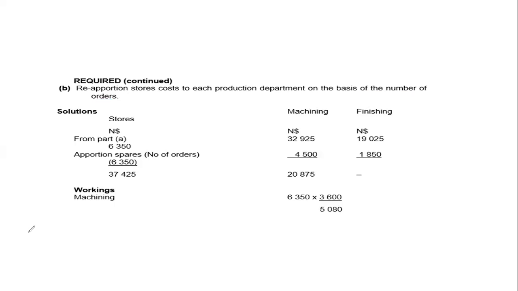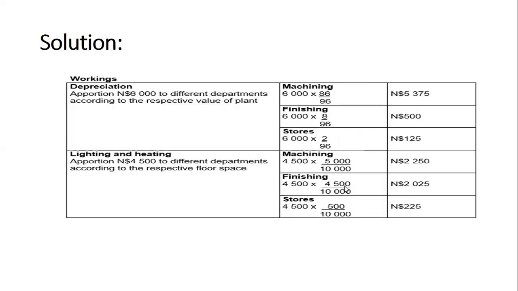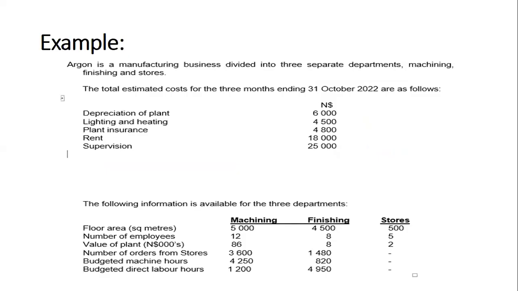Now, the total amount that is apportioned to the stores, which is the service department, is 6,350 Namibian dollars. So what we then have to do is go to the number of orders, which is given in the question. The number of orders from stores for machining is 3,600. For finishing is 1,480. So what we have to do then is take the 3.6 and add it with this amount here.